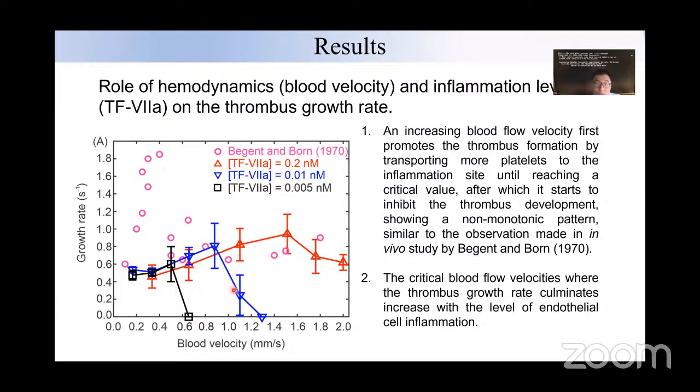This is because when the blood flow rate is increased, the increased shear rate is going to limit the adhesion of the platelet to the thrombogenic site or the growing platelet aggregate. So that's why the high blood flow velocity is going to instead reduce the growth rate of the platelet aggregate. This phenomenon is actually captured in a very old in vivo study in the mouse model, performed by Begent and Born in the 1970s.